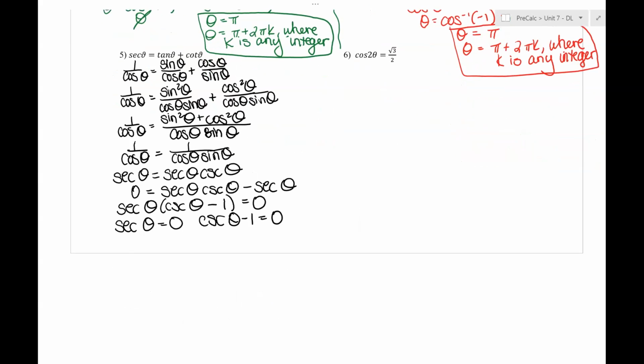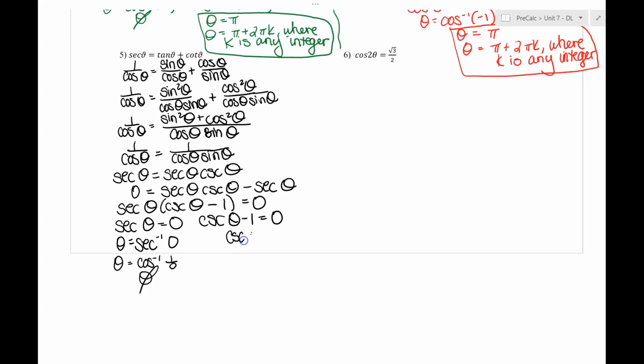Okay, for the first one, I've got theta equal to the inverse secant of 0. Well, secant's the reciprocal of cosine. So ultimately what I'm looking for is the inverse cosine of 1 over 0. Is that possible? Is cosine ever undefined? No, it is not. So that is not possible.